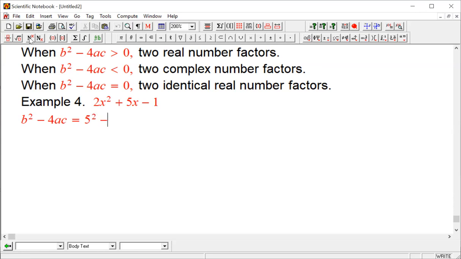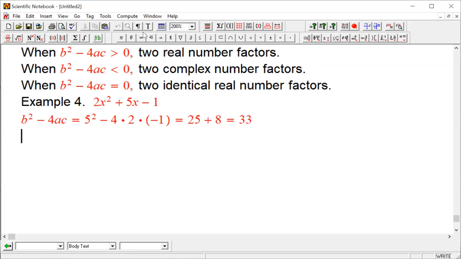So 5 squared, that's b squared, minus 4 times a, which is 2, times c, which is negative 1. So we have 25 plus, as books are, we're going to have a positive number, right? So we're going to have two real number factors. Negative 8 times negative 1 is going to give us positive 8. 25 plus 8 is 33. That's not a perfect square.